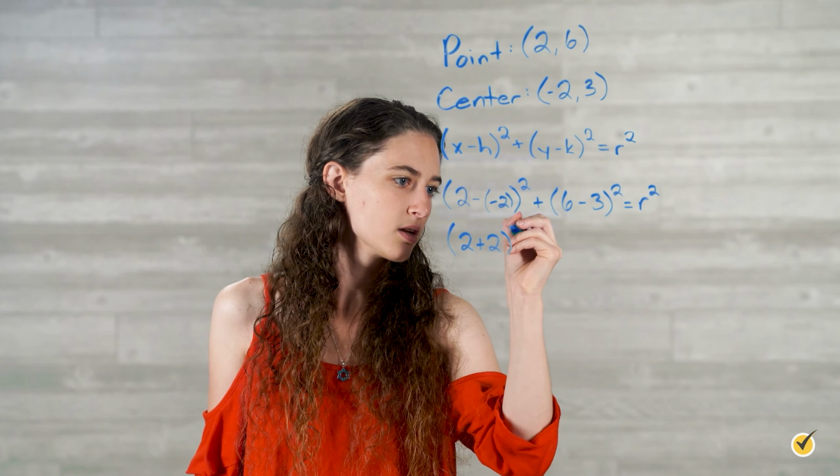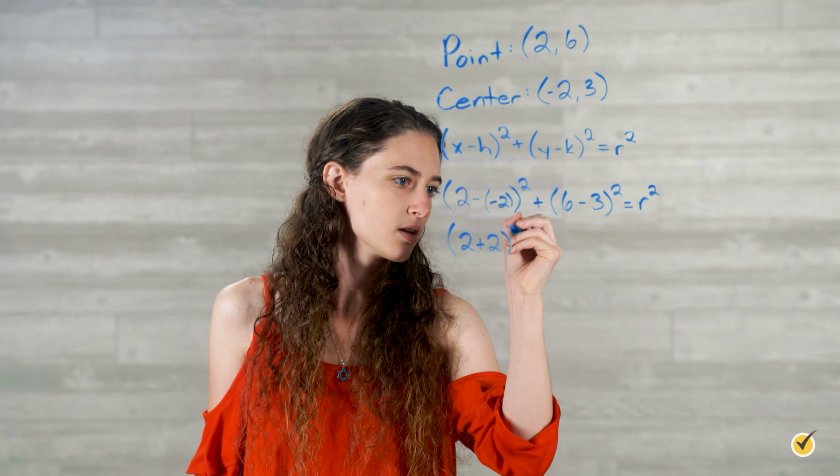Then we evaluate what's in each set of parentheses. 2 plus 2 equals 4. So we have 4 squared plus 6 minus 3 is 3. 3 squared equals r squared. We apply our exponents. 4 squared is 16.